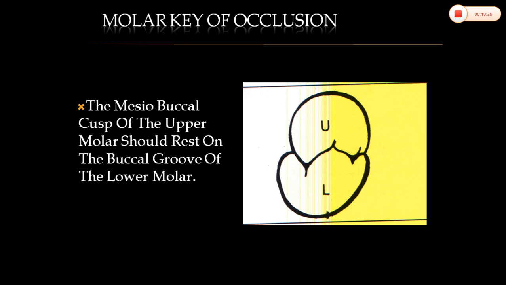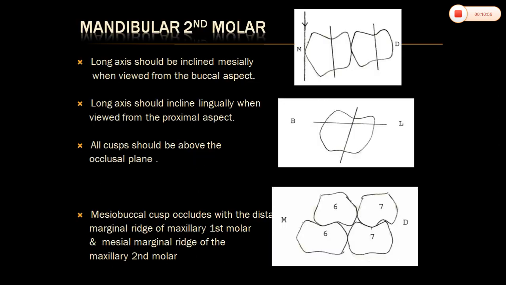Coming to the molar key of occlusion. As I said, the mesiobuccal cusp of the upper maxillary first permanent molar should coincide or should rest on the mesiobuccal groove of the mandibular molar. You can clearly see here in the picture.